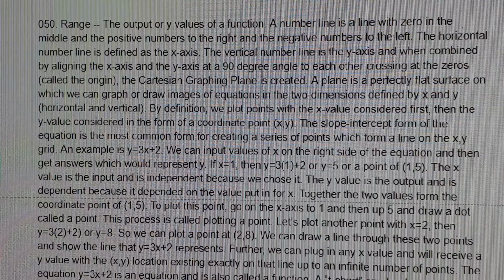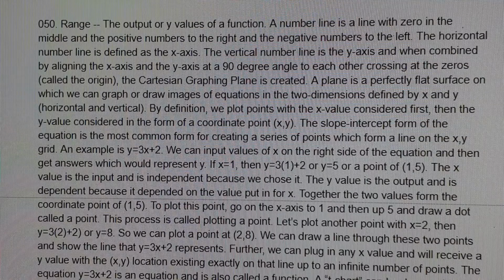If x equals 1, then y equals 3 times 1 plus 2, or y equals 5, or a point of (1, 5). The x value is the input and is independent because we chose it. The y value is the output and is dependent because it depended on the value put in for x. Together, the two values form the coordinate point of (1, 5).